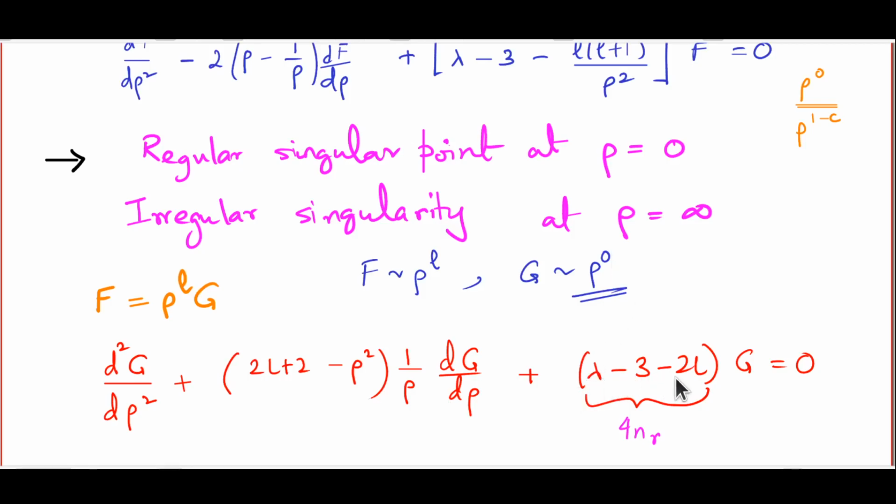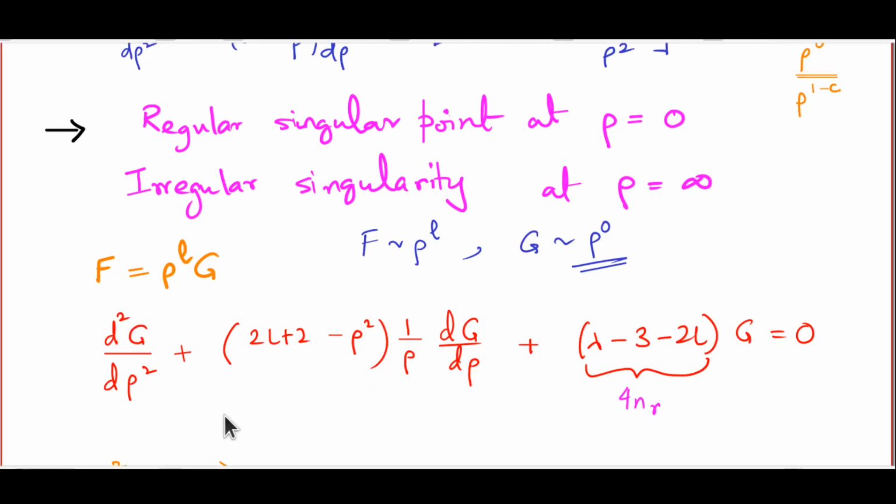And this lambda minus 3 minus 2L, let me just remind you, turned out to be equal to 4 nr according to our quantization conditions. So we expect this to have a finite polynomial solution when this quantity is given by 4 nr. Now this equation is still not exactly in the form of the confluent hypergeometric equation, so we are still a bit far away from our goal, but we can get there pretty easily.